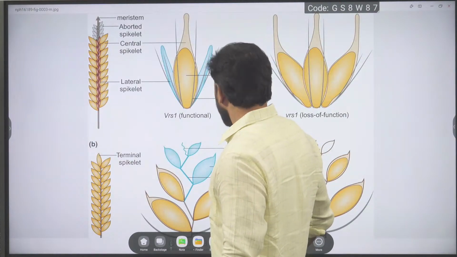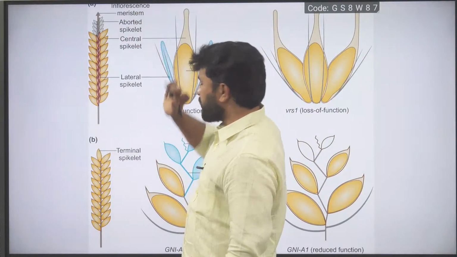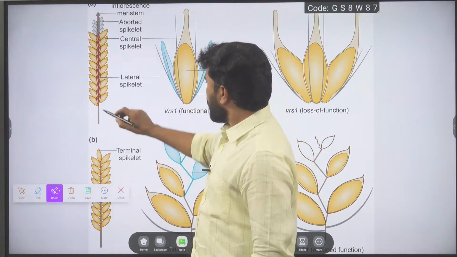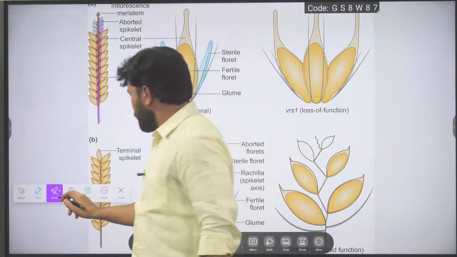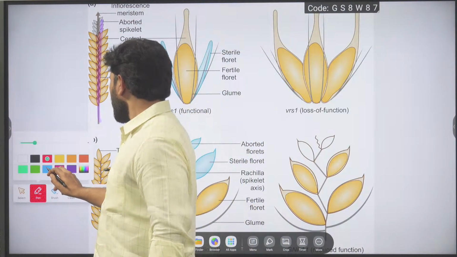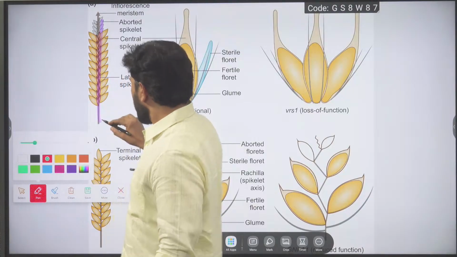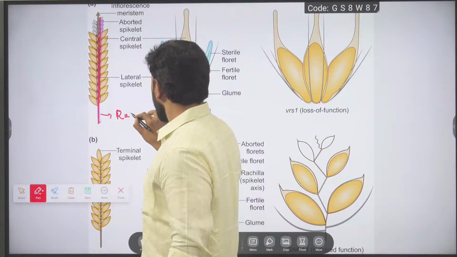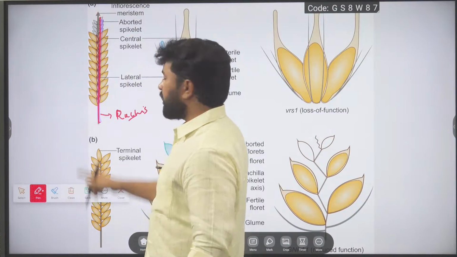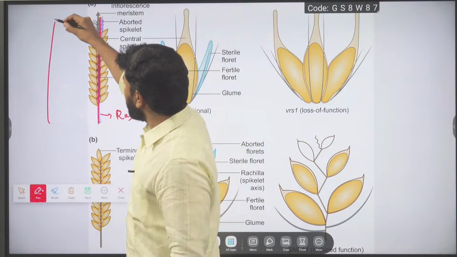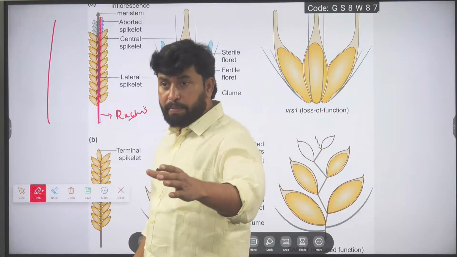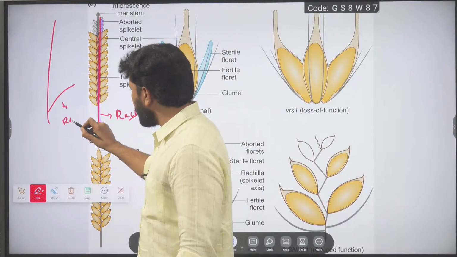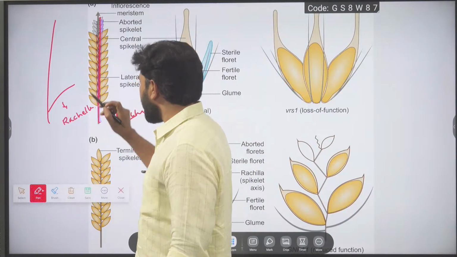This is a racemose inflorescence, the main one. It's growing like this continuously. The main axis is called rachis. You can see here it is unbranched. The inflorescence axis is the peduncle. If it has branches, these branches are called rachilla. Main one is called rachis.